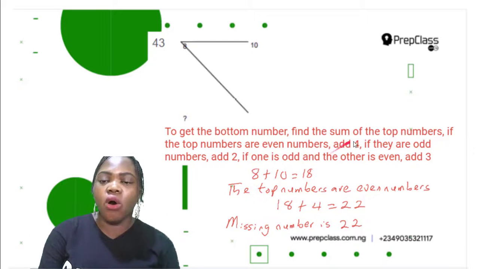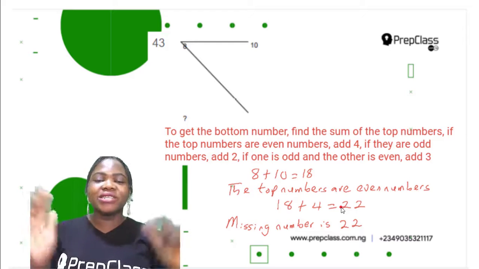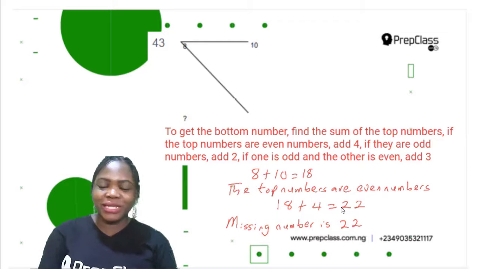We add 4. So 18 plus 4 is 22. So this means that the bottom number is 22. The missing number is 22.